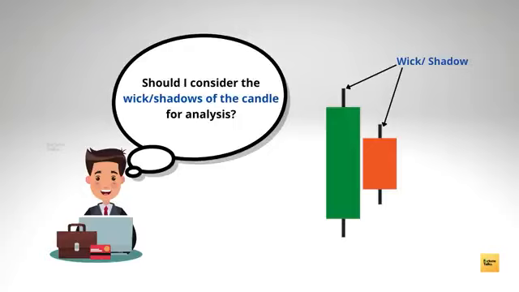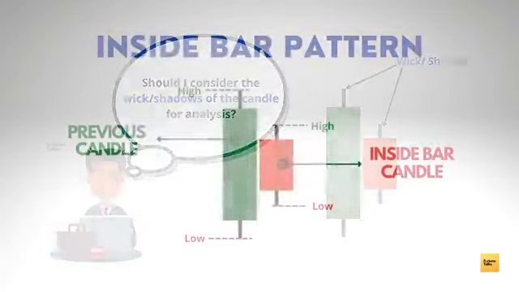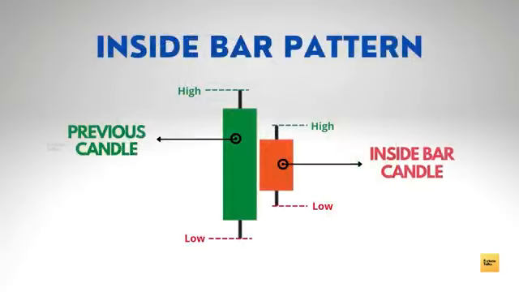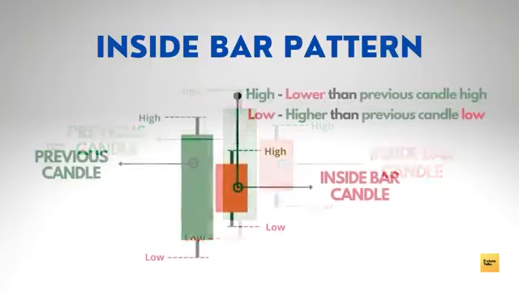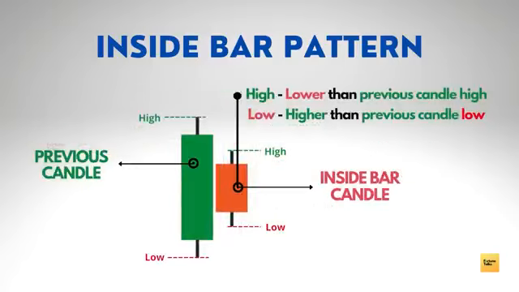Most often, traders have confusion around the wicks or shadows of the candlesticks. To clear this up from the start, the inside bar takes into account the candlestick's shadows or the wicks also. This means that the high and the low, including the wicks of the inside bar candle, must be within the high and the low of the previous candlestick. To simplify this even further, an inside bar must have a high that is lower than the previous candle's high, and it should have a low that is higher than the previous candle's low, including the wicks.